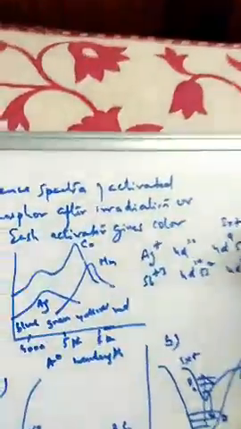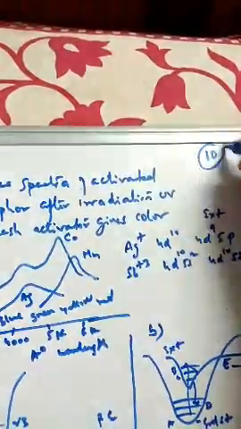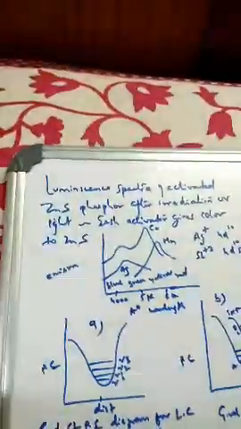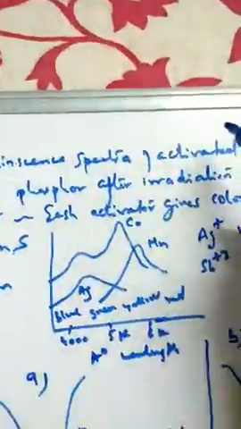Today we'll go for class 10th. Okay, so in yesterday's class we learned about the fluorescent lamp. So today we'll go for the next concept of this luminescence property: luminescence spectra of the activated zinc sulfide.